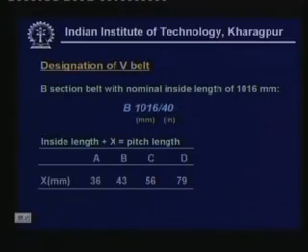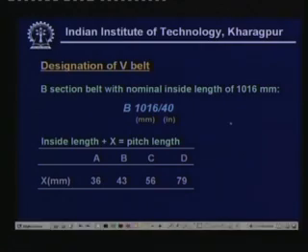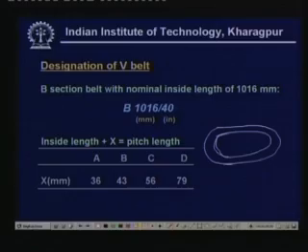Next, we talked about the designation of V belt, how we consider this. If we have a belt length like this, then we know that this is the inside length and this is the pitch length. By the formula we learnt earlier, we can determine the pitch length, whereas by use of this chart we have to find the inside length, and whatever inside length has been computed should be chosen as the nearest one that is available.